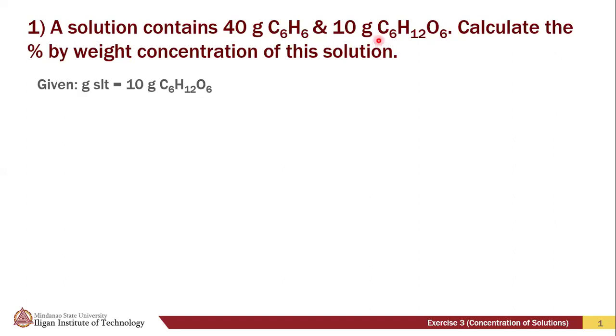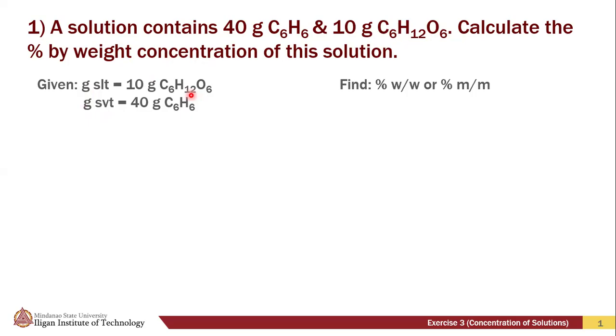So in this problem, we're given the following information. We have the mass of the solute and the solvent. We know that glucose is the solute since it's in lesser quantity. We are asked to find the percent by weight or percent by mass of the solution.